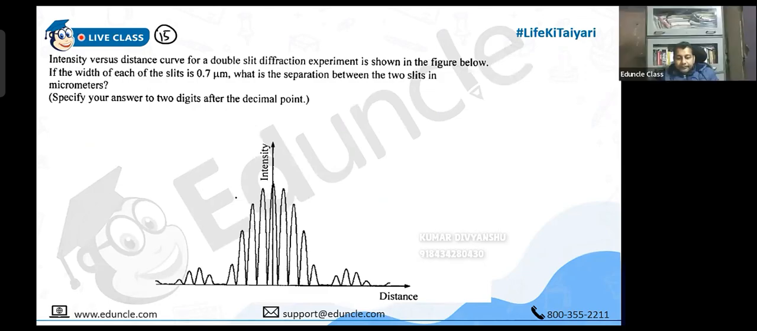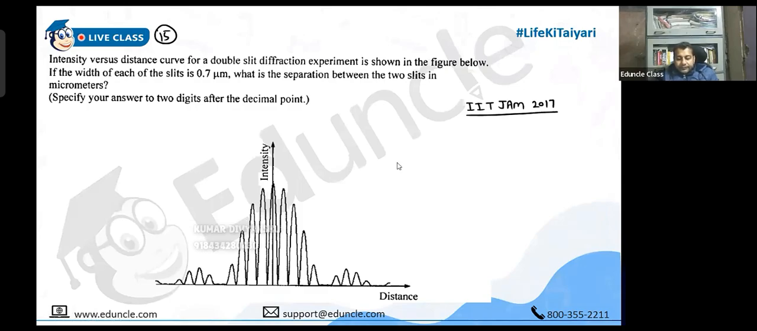Next one. You need to find the separation between the two slits. The hint is it is based on the missing order. Here something is missing, otherwise the pattern should have been like this. So it is minimized there. Here also it is minimized there. So that can help you in getting the answer.